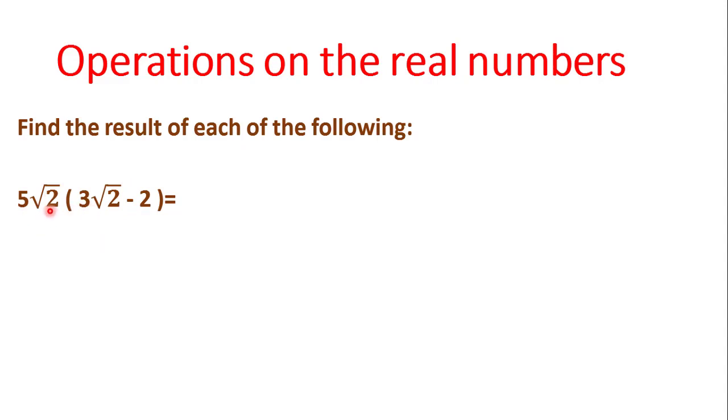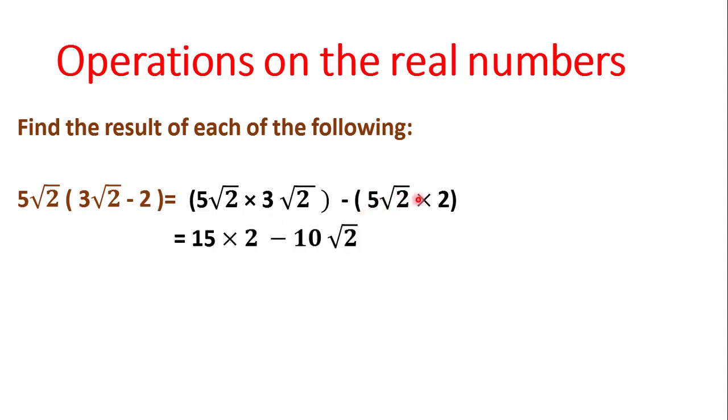5 root 2 times 3 root 2: 5 times 3, then root 2 times root 2. 5 times 3 is 15. Root 2 times root 2 is 2. So 15 times 2. 5 root 2 times negative 2 will be negative 10 root 2. So we have 15 times 2, which is 30, minus 10 root 2. So we have 30 minus 10 root 2, and this is the simplest form.